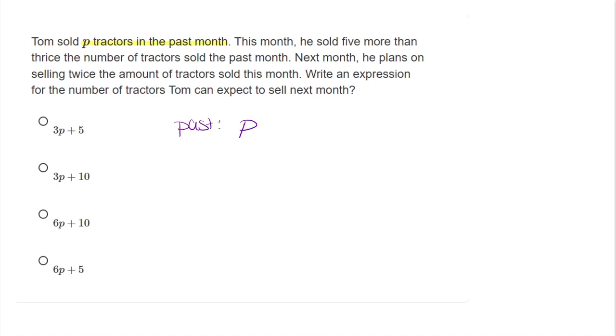Now it tells us what happened this month. So we have this month, he sold 5 more than thrice the number of tractors sold the past month. So I'm hoping that as you read that sentence, you're recognizing some of those math phrases that we talked about on the previous slide. 5 more than means 5 plus. Thrice is another way of saying 3 times. So if I was going to write this as an expression, I would say 5 plus 3 times, and then whatever represents the number of tractors sold the past month. The past month is P, so this is going to be 5 plus 3 times P, which we can just write as 5 plus 3P.